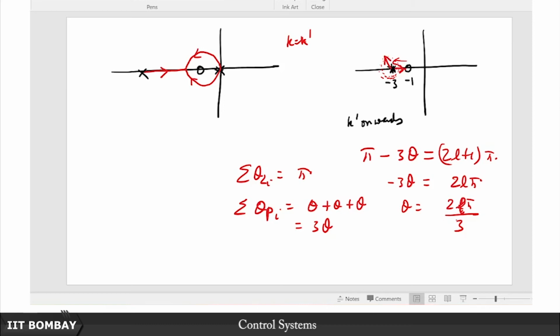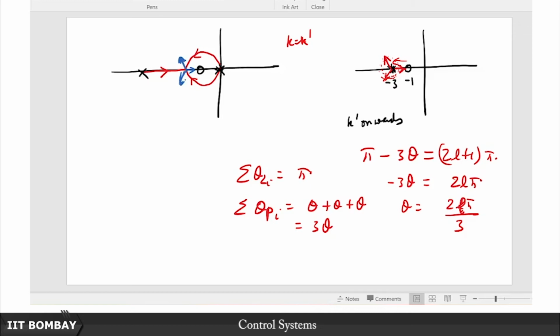So this is one direction. For L is equal to 2, this is 4 pi by 3, okay. So now you cast your attention back here. Now I am allowed to continue this, so it is going to go in this direction, this direction, and this direction. So that is going to be my angle of departure from this point onwards.